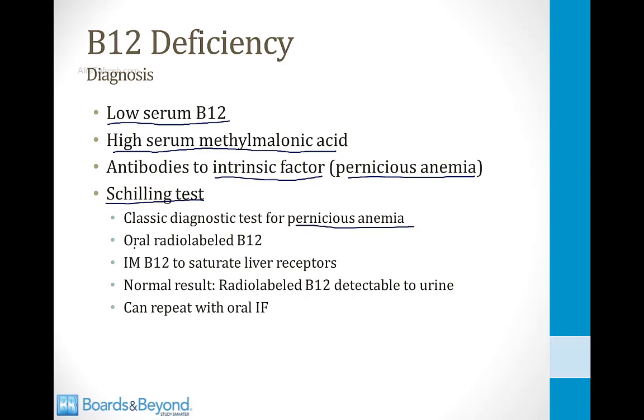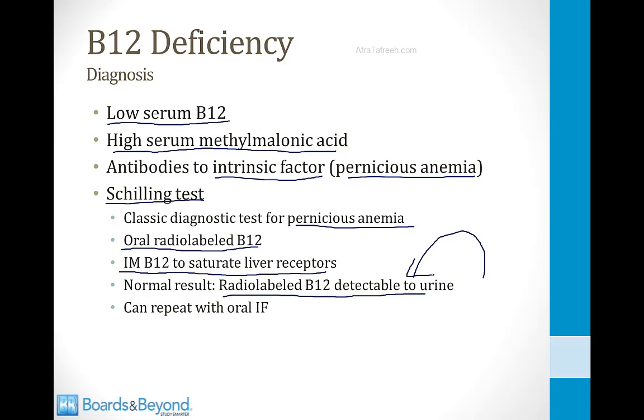In this test, patients are administered oral radio-labeled vitamin B12. In addition, they're given an intramuscular injection of B12 in order to saturate the liver receptors. As a result, if the patient is able to absorb the oral B12, the radio-labeled B12 will spill into the urine because the liver receptors are all saturated. So if you see radio-labeled vitamin B12 in the urine, that means the patient has the ability to absorb vitamin B12 by the Schilling test.